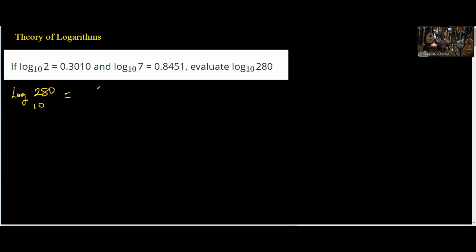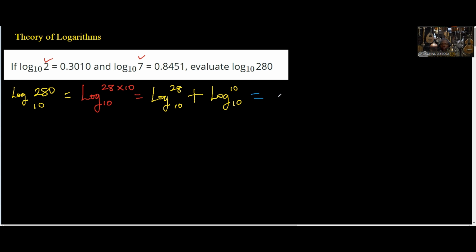The first thing we can think about is how can we generate 2 and 7 from 280? Firstly, we can say this is equal to log 28 times 10, still base 10, which we can split into log 28 base 10. Because it's multiplication, we use addition, plus log 10 base 10. Then 28 remains to be split.